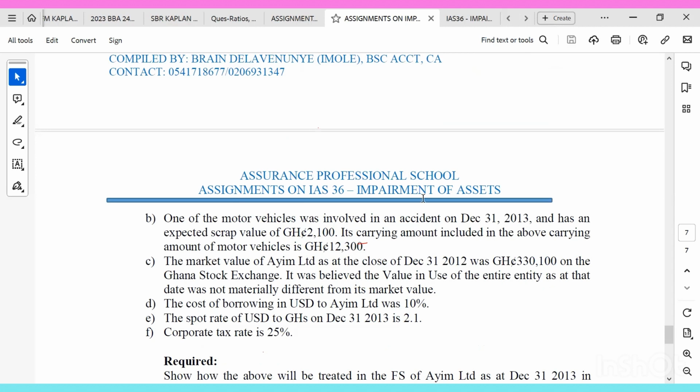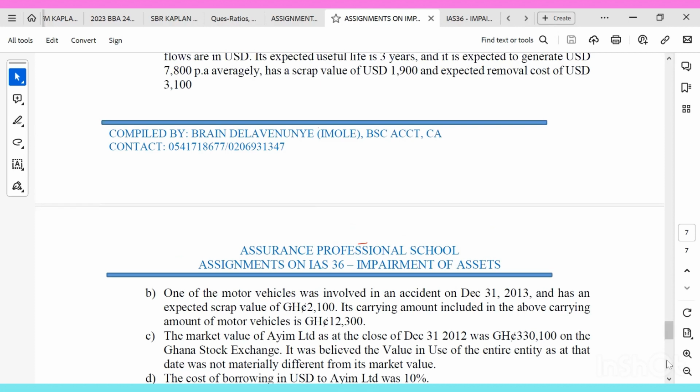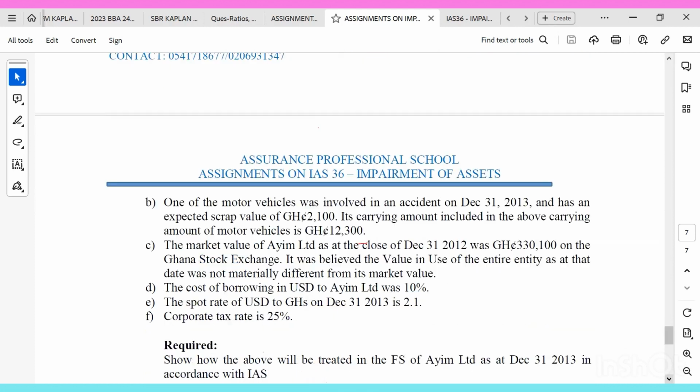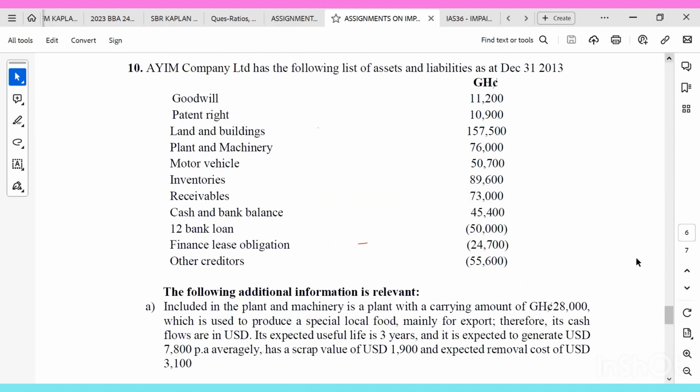Okay. So let's now, I don't know why my brother is finding this one very difficult, but it's very simple. Okay, one of the motor vehicles was involved in an accident on 31st December. No, this one is supposed to be 2013, not 2012. Okay, the market value of this one, the stock exchange market value, should be 2013, not 2012.